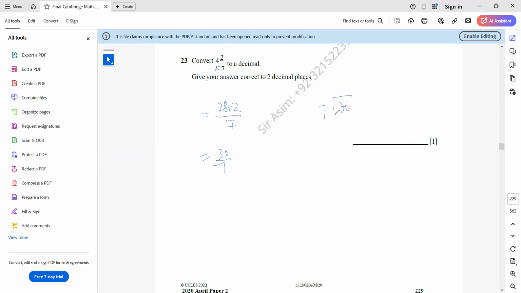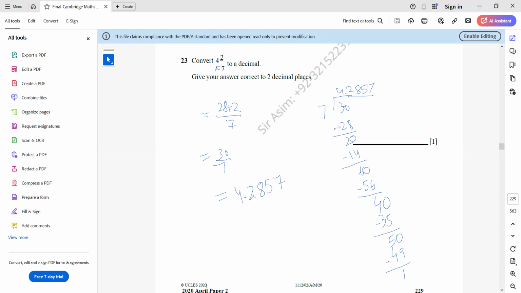7 4s are 28. Then a 0, a decimal. 7 2s are 14. 6 and then 0. 7 8s are 56. Then 4 0. 7 5s are 35. And then 5 and then 0. 7 7s are 49. So with this, if you just write it 4.857, that is fine.